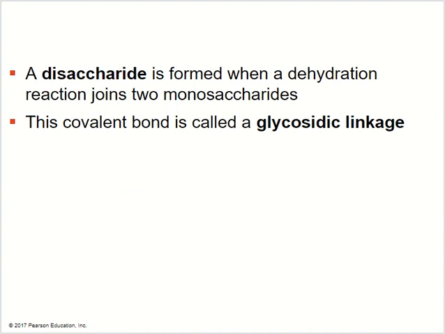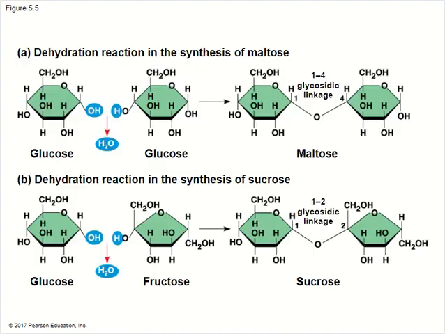Now, a disaccharide is simply formed when a dehydration reaction joins 2 monosaccharides. This particular covalent bond between monomers of a saccharide is called a glycosidic linkage or a glycosidic bond. Dehydration to form the disaccharide maltose is just 2 glucose sugars coming together.